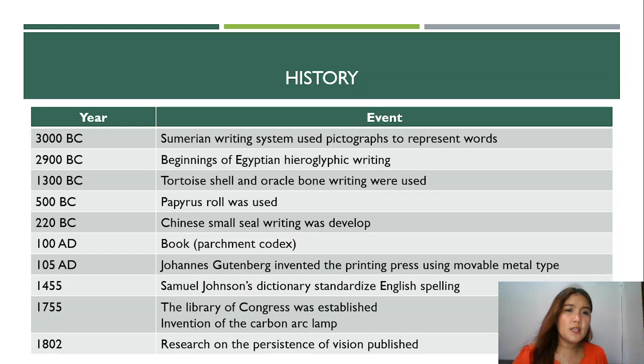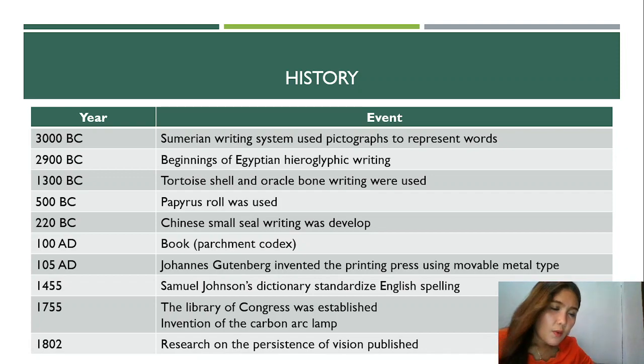So 2900 BC, that is the beginning of Egyptian hieroglyphic writing. 1300 BC, the tortoise shell and oracle bone writing were used. 500 BC, papyrus roll was used. Papyrus roll is yung nakikita nyo pag may mga nagpapadala ng sulat yung mga hari, reyna, yung naka-roll. So that is the papyrus roll. So 220 BC, Chinese small seal writing was developed. Yung pagsulat ng mga Chinese. So 100 AD, book or parchment codex.